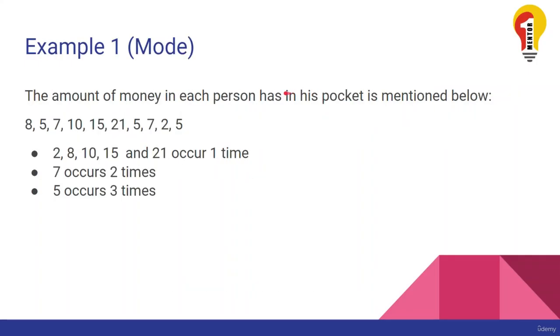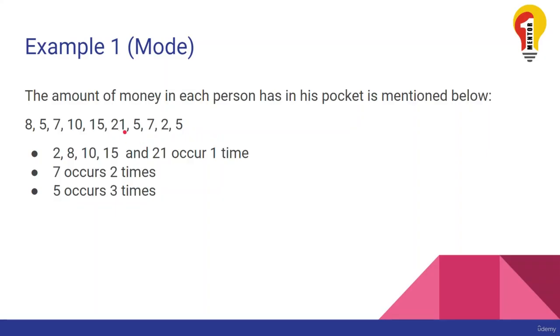Let's look at a different example. There were a few people, and they were all asked to check their pockets and take out any amount of change that they had. So one person had 8, 5, 7, 10, 15, 21, 5, 7, 2, 5. These were the values that each person had in their pockets.